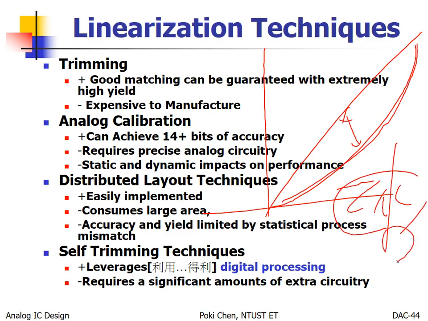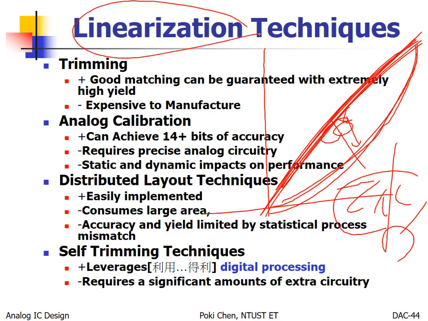How to reduce the INL? You need to make your output curve as close to the linear ideal curve as possible, right? So we call the process linearization, to push your output curve back to a linear one. First of all, we can do trimming.